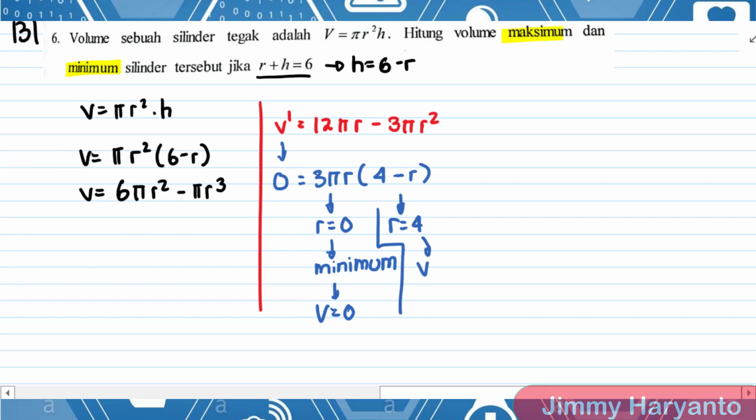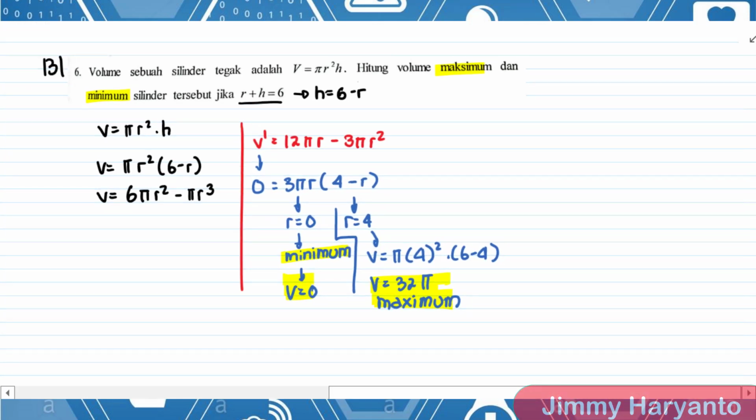And for the maximum you will have V equals pi times 4 squared times the height. The height will be 6 minus 4. Okay, so the V will be 1632 pi. That is the maximum. So for this one you don't have to check the maximum and minimum using a sketch or the second differentiation, because it's obviously minimum for r equals 0 and obviously maximum for r equals 4.